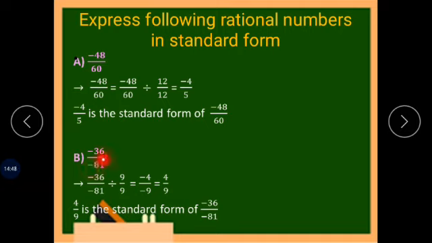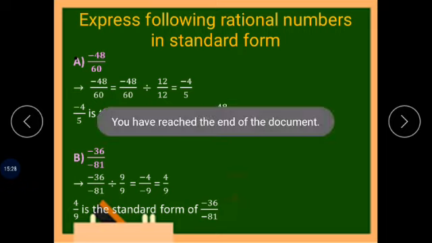Next is minus 36 upon minus 81. So here which is the highest common divisor? Yes, 9. So when you divide the numerator and denominator by 9, you will get minus 4 upon minus 9. Now children, if you observe, both numerator and denominator have a negative sign. So the negative sign will get cancelled and the final answer will be 4 upon 9. So 4 upon 9 is the standard form of minus 36 upon minus 81.